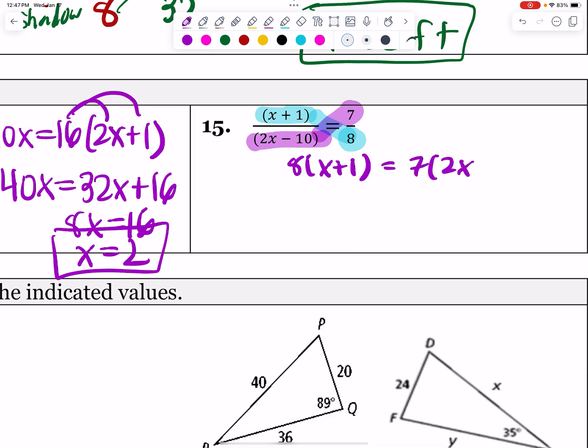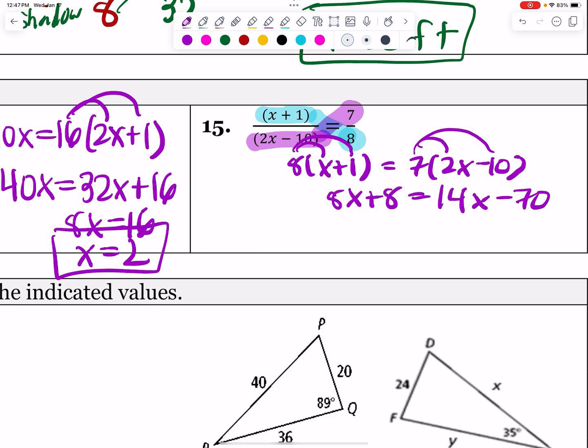Minus 10. So we're just distributing the 8 here and then the 7 here. So 8x plus 8 equals 14x minus 70. And so we're going to get our variables on the same side. I know that y'all know how to do this, and if you don't, just come see me. I'm happy to help you.